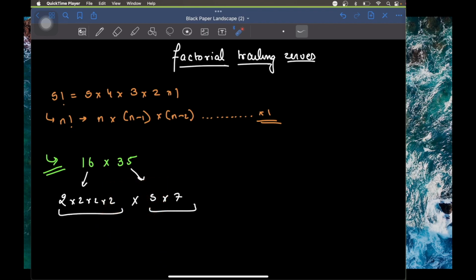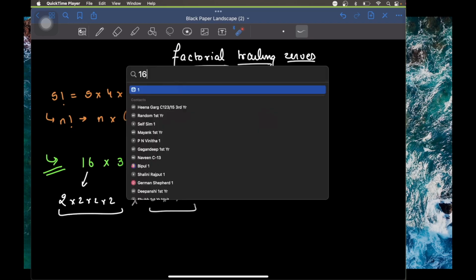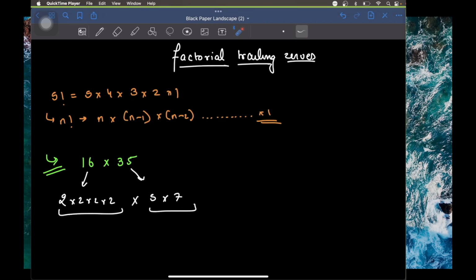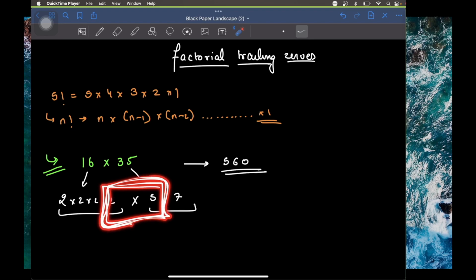So if I show you the value of 16 into 35, it is 560. Why are you getting only one trailing zero? Because in the whole set of prime factors that we are multiplying, we are only able to make one pair of 5 into 2. That leads to 10, right?